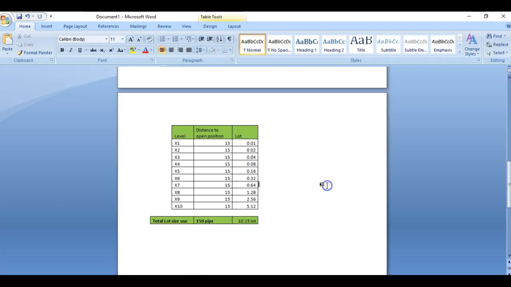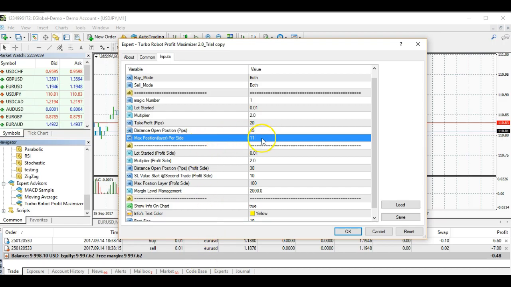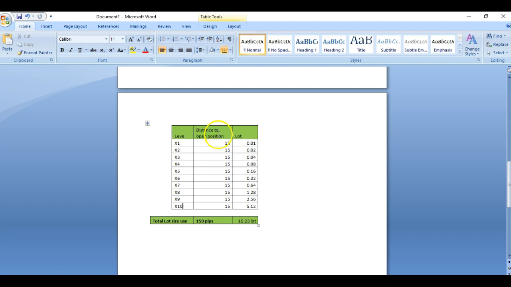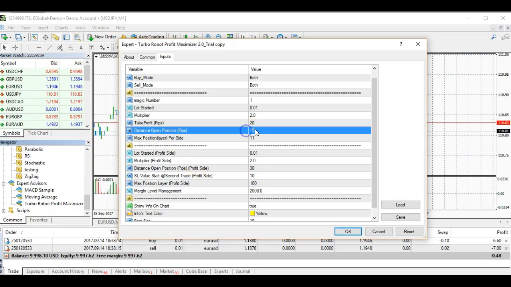Okay, here. So this is your level. Remember, you have your levels, maybe you set it until 10 levels. So you have your levels or layers of positions. The distance to open position is how much distance before you open your next position. Maybe you can say like 15 or 20 or 25, it depends on you. Where is this portion in your MT4? It will be this one.